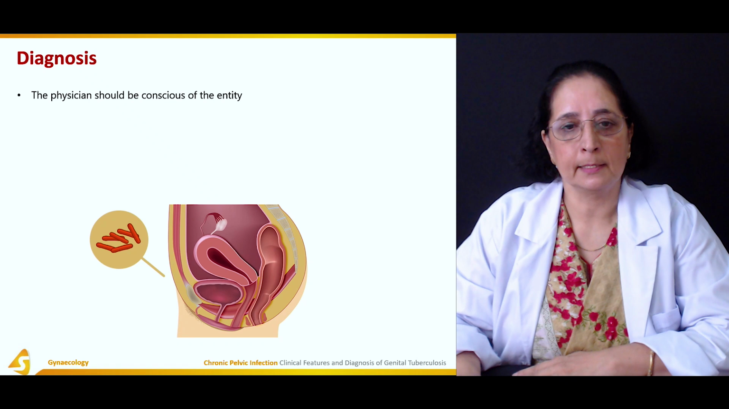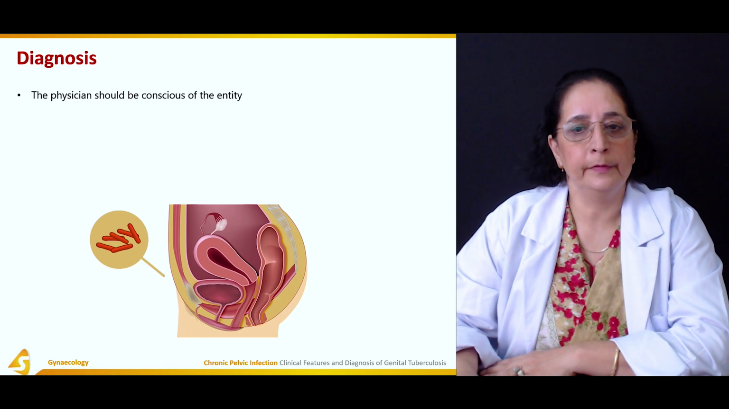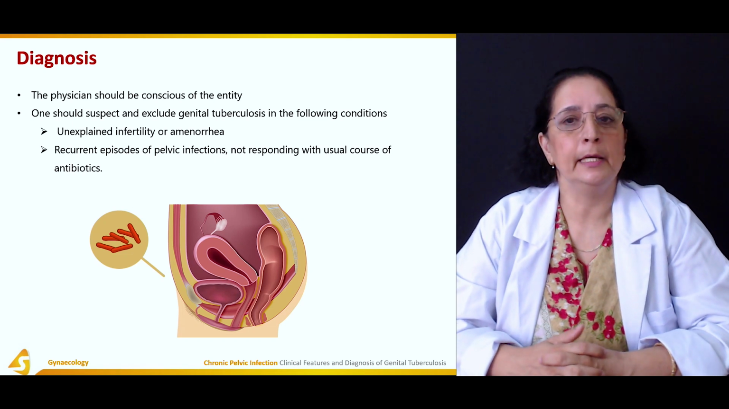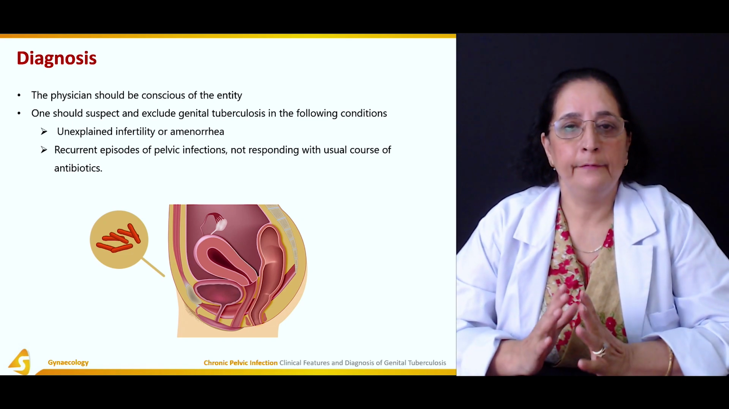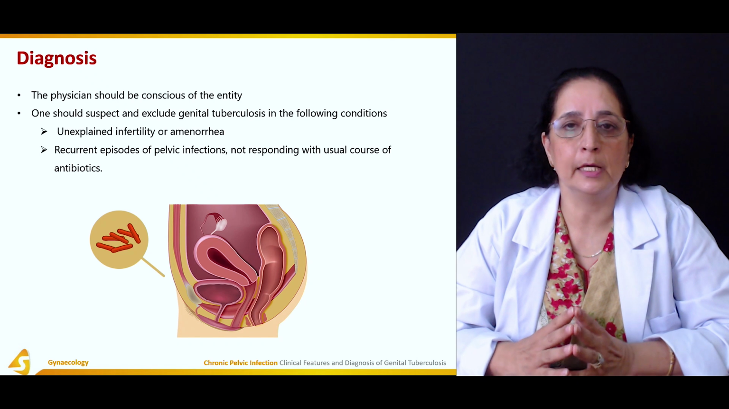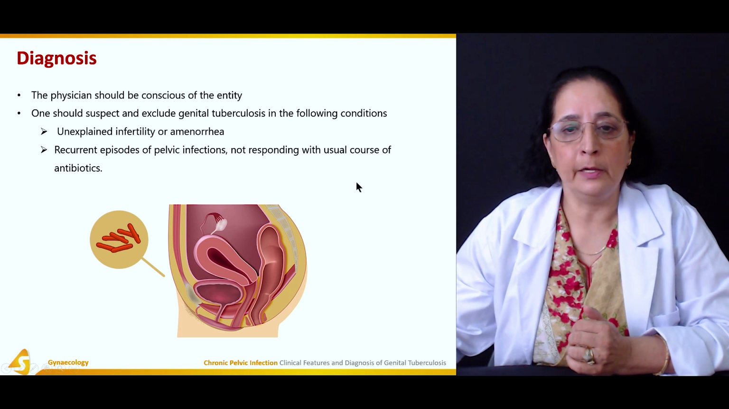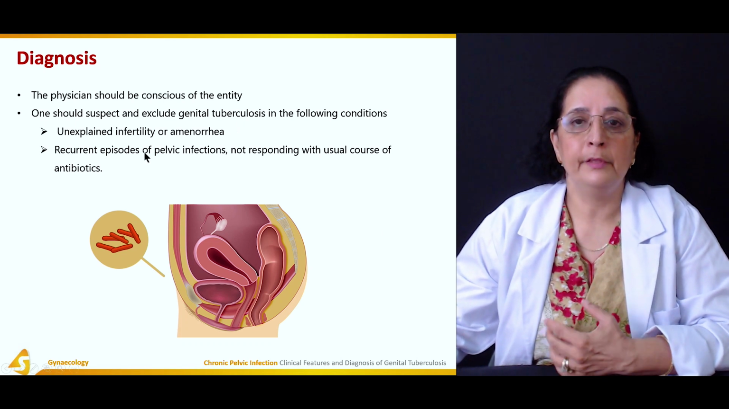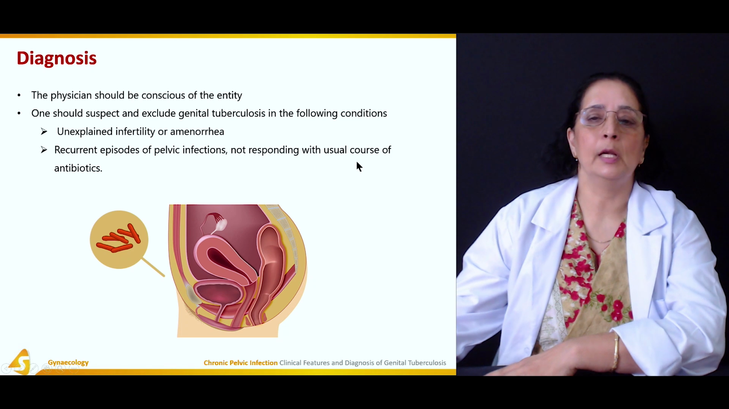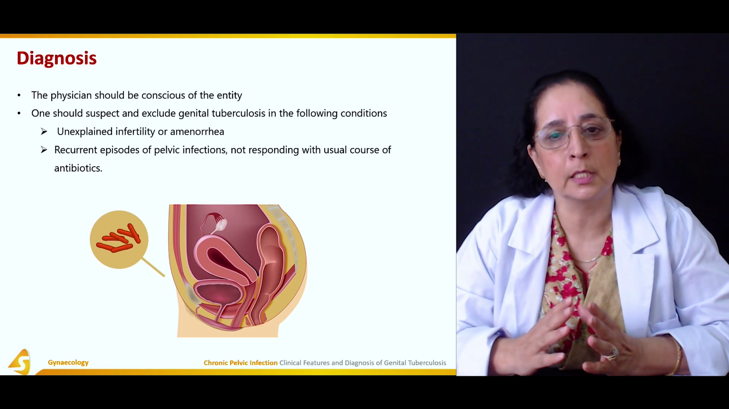Next, the diagnosis. Diagnosis, the physician should be conscious of the entity. One should suspect and exclude genital tuberculosis in the following conditions. If these conditions are present, then one should suspect genital tuberculosis. If there is unexplained infertility or amenorrhea, absence of menstruation, if there is recurrent episode of pelvic infections not responding to usual antibiotic therapy, suspect it might be genital tuberculosis.